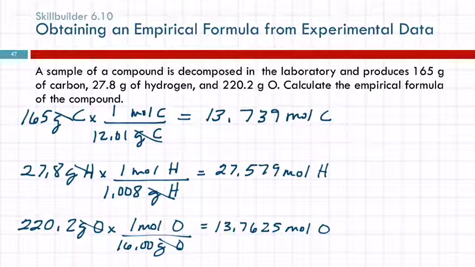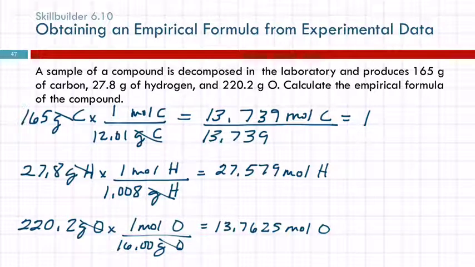Start with mass, convert to moles of each element. Next, we pick the smallest number of moles and divide all of them by the smallest. Which one's the smallest? The first one, 13.739. So I'm going to divide all of them by 13.739. So that one's going to be exactly 1. This one, divide by 13.739.